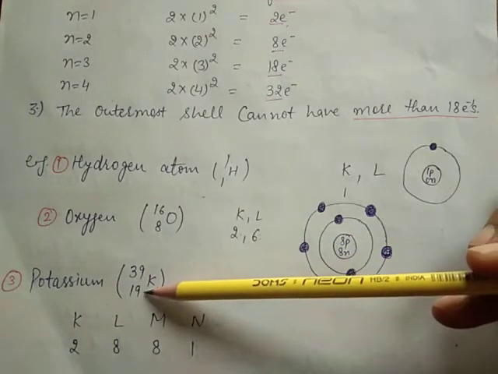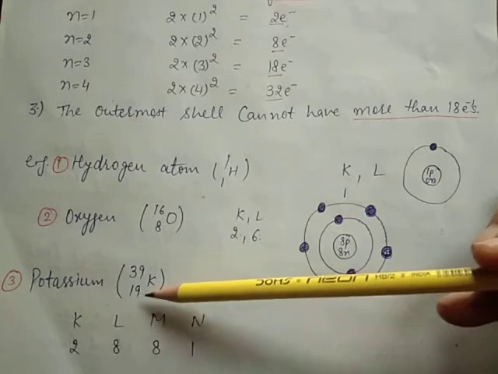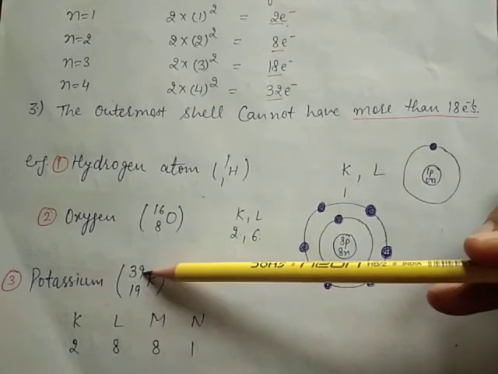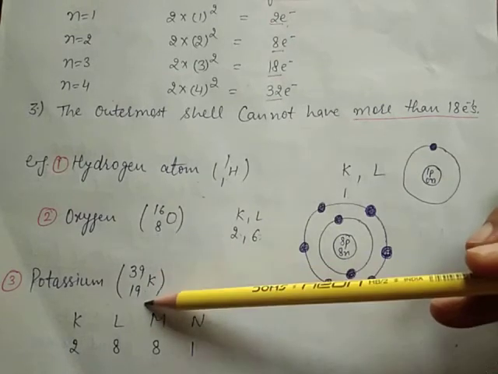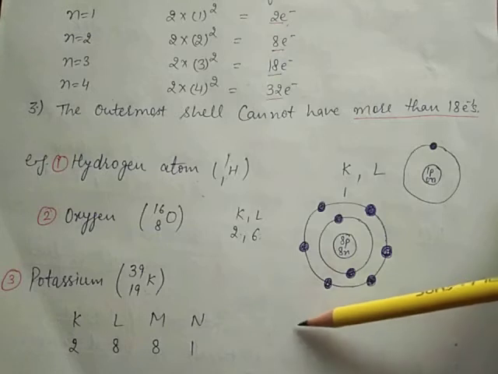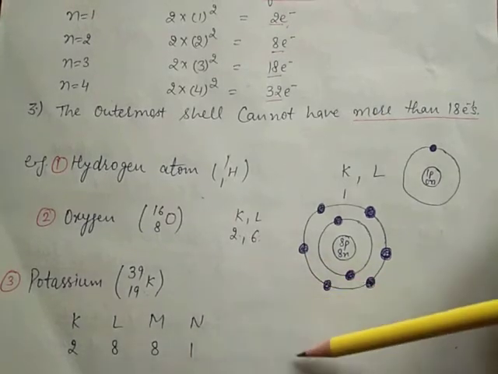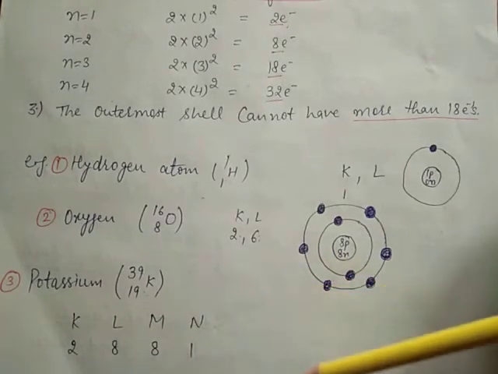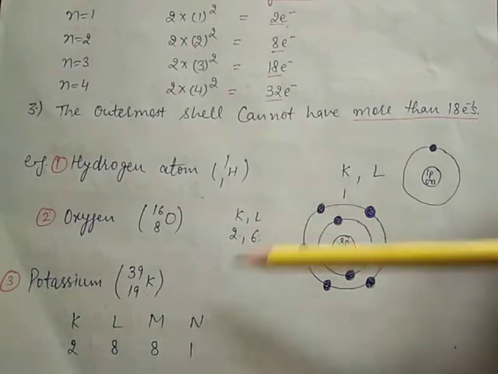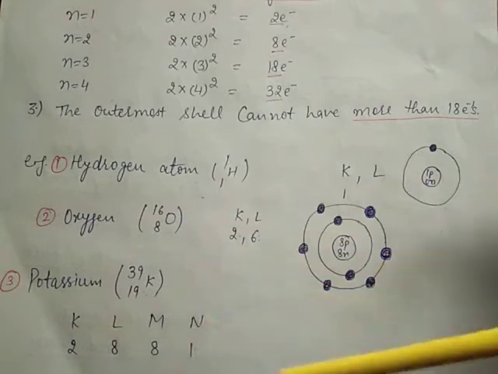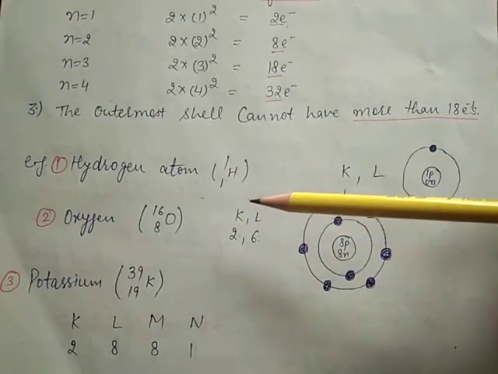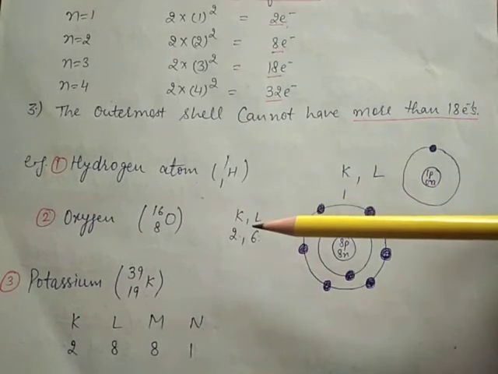In the case of potassium, the number of electrons is 19 and protons also 19, but the number of neutrons is mass number minus atomic number. Here 20 is the number of neutrons. So in the nucleus 19 protons and 20 neutrons are present, and after that in the K shell 2 electrons are present, L shell 8 electrons are present, M shell 8 electrons are present, and in the N shell only 1 electron is present. So this is the electronic distribution.